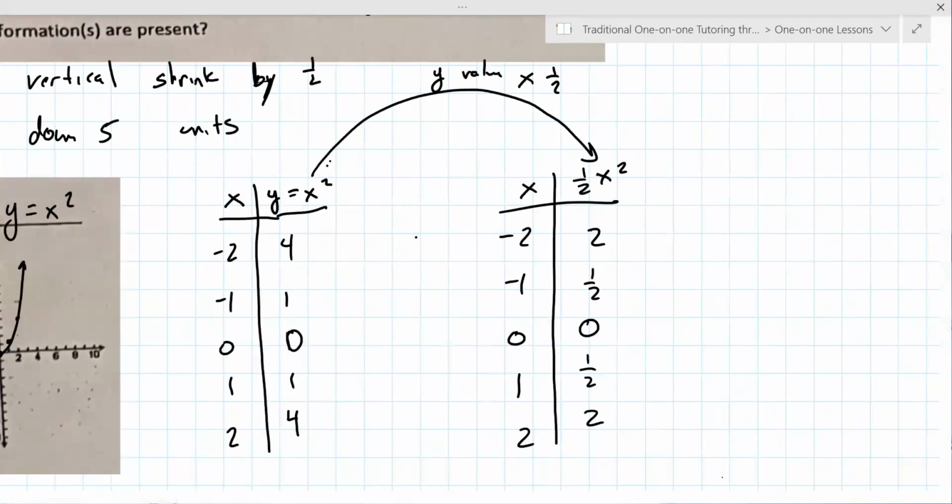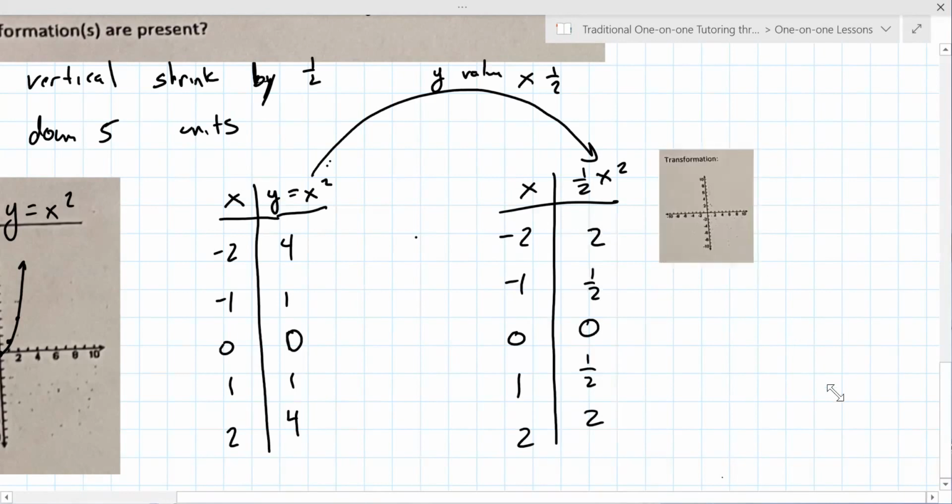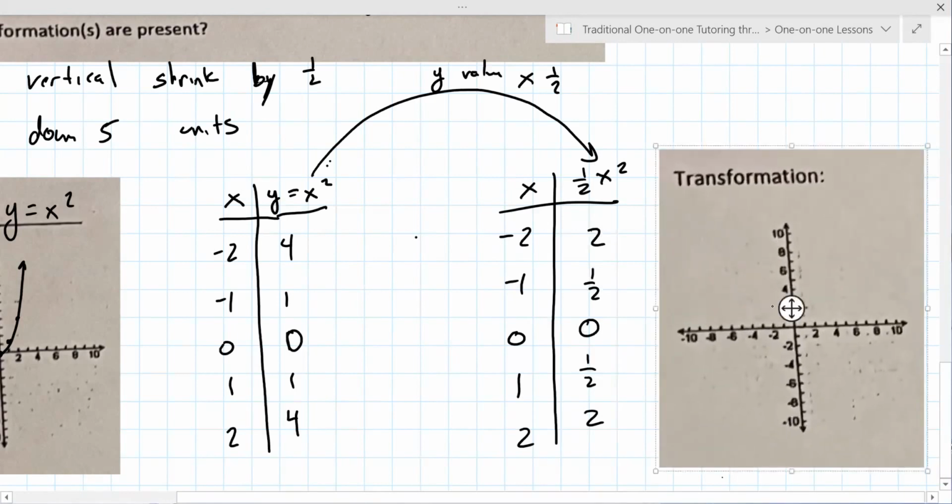And then we're going to graph that transformation. So let me snip in the transformed transformation. Okay, so we're going to graph these points. -2, 2, -1, 1/2, 0, 0, 1, 1/2, 2, 2. Graph these points here. So this is the transformation vertical shrink by 1/2.